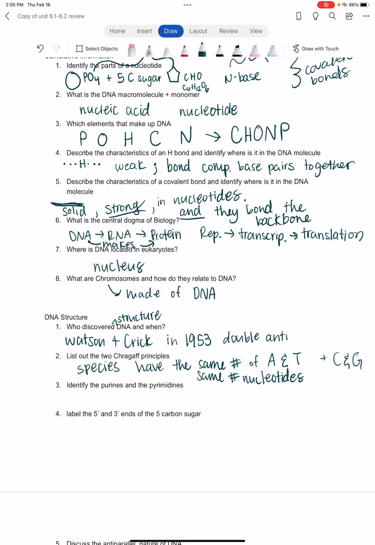anti-parallel structure. Parallel structure. That's actually the wrong way to write parallel. If you're in math, you write it like this, right? Parallel structure.